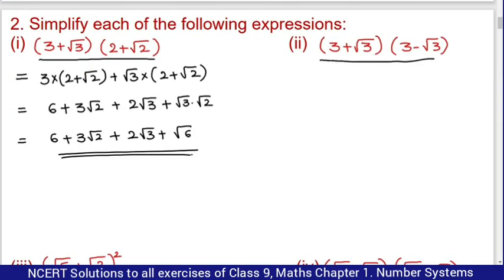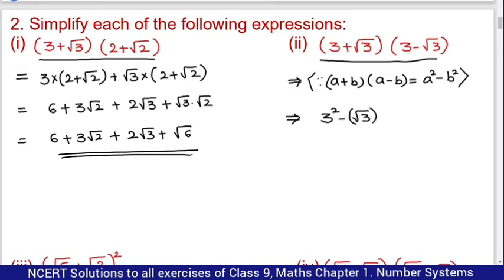Second one, (3 + √3)(3 − √3). Here we will be using the identity (a + b)(a − b) = a² − b². So this is equal to 3² − (√3)². 3² is 9, minus 3. 9 minus 3 is 6.